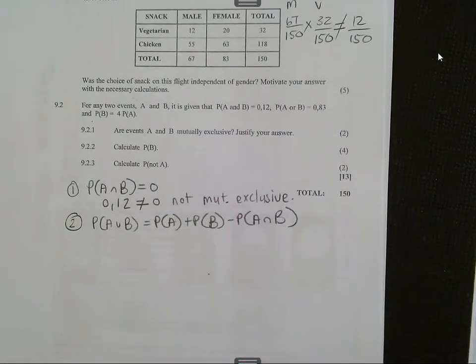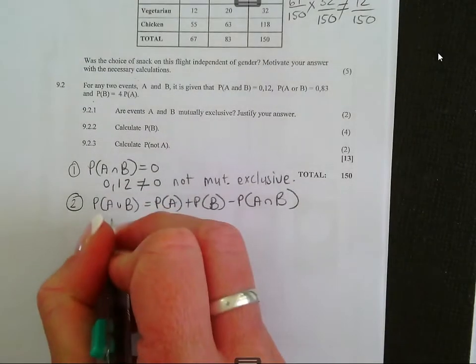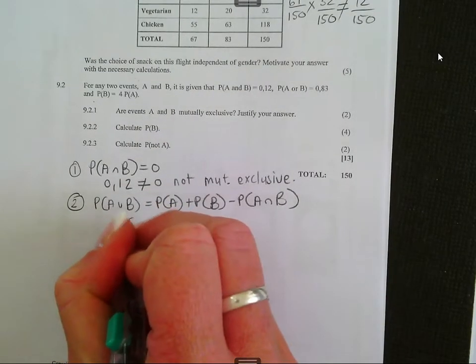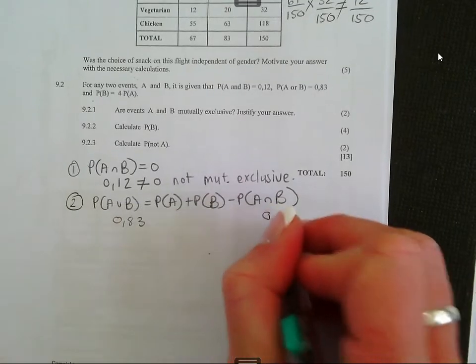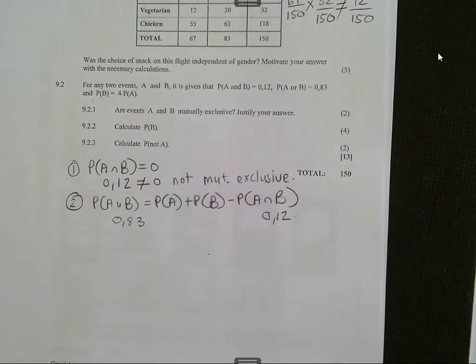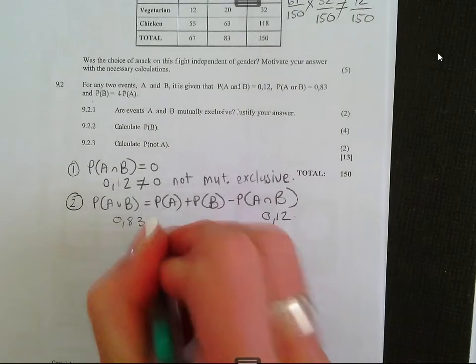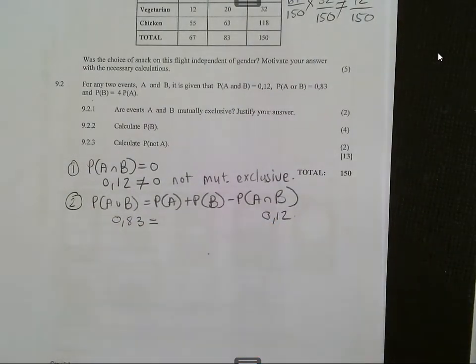You know that one? Okay, so I have or, it's 0,83. I have and, it's 0,12. I don't have A and B, but I know that B is 4 times A. So what is A? What is A? No, B is 4 times A. If I were to ask you now, give me the value of A.